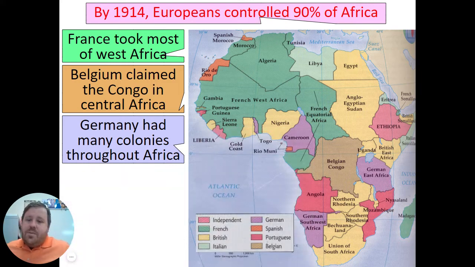But notice that in the last time period, when they colonized the New World, the most powerful European nations were not the British, not the French, or anything like that. They were Spain and Portugal. Notice Spain and Portugal don't really have much here. They do if you look at the map real carefully. There's Spanish Morocco up here.